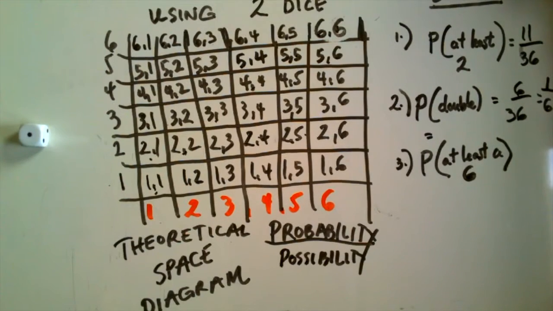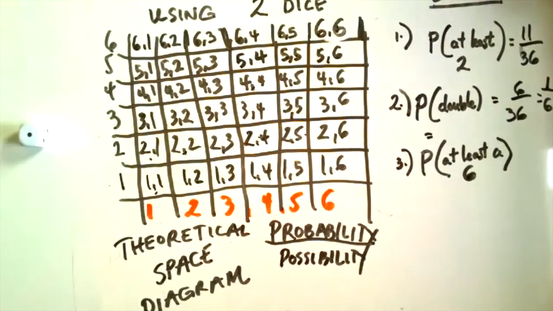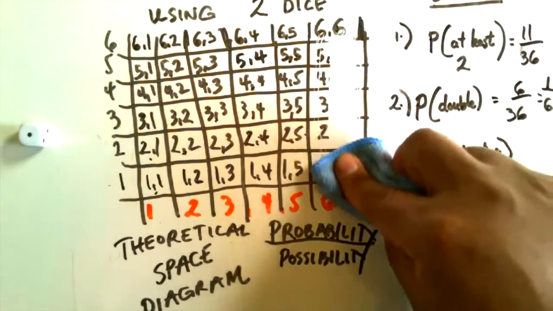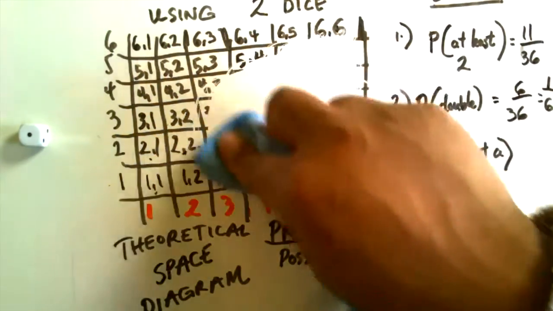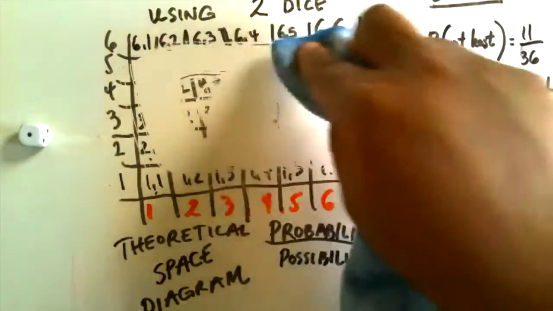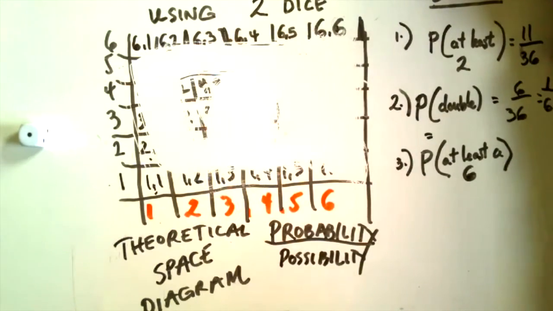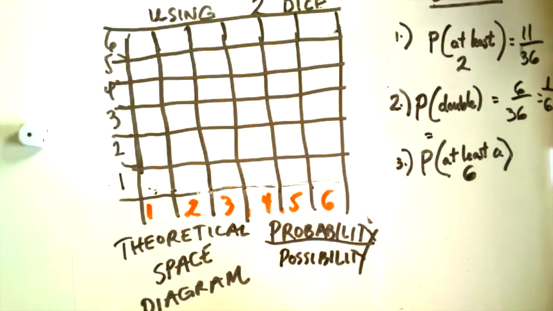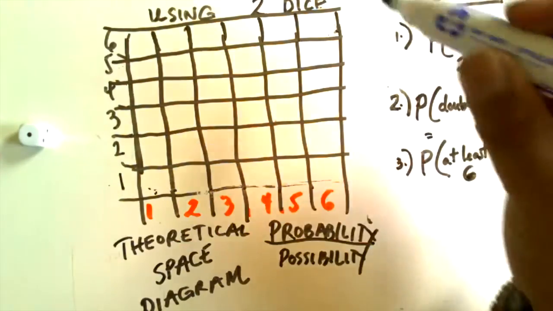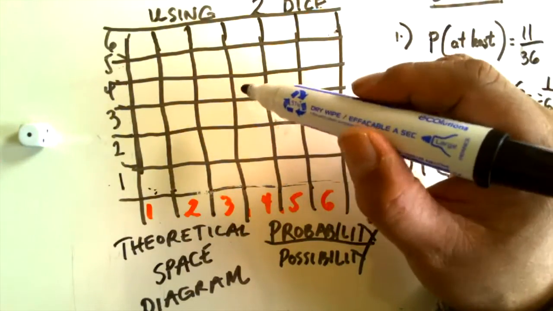We're going to look at how to use the same activity in a way to present the space diagram differently. So I'm just going to rub this out. So here I've redrawn the grid after rubbing it.